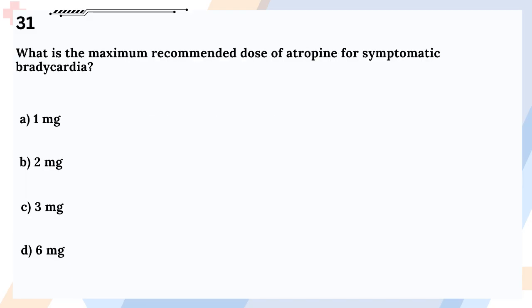Question 31. What is the maximum recommended dose of atropine for symptomatic bradycardia? A. 1 mg. B. 2 mg. C. 3 mg. D. 6 mg.